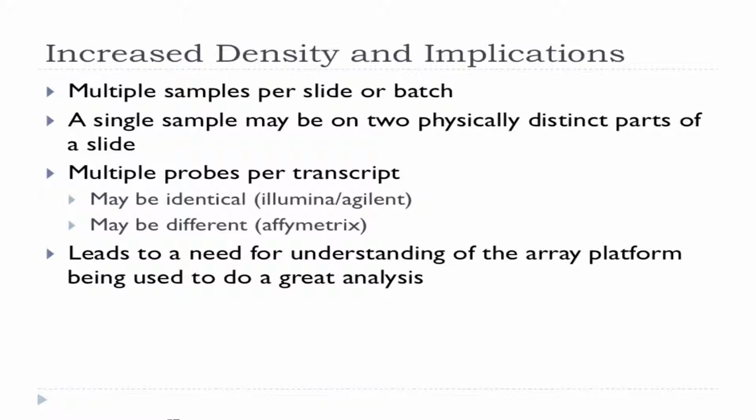We can have multiple probes per transcript, again, because we have so many probes on the array. They may be identical. For Illumina and Agilent, the probes for a single transcript are typically identical. They're just multiple of them. And they may be spaced randomly across the slide. That helps us if we have a scratch in the slide, or if for some reason we get only half of it into the hybridization chamber, things like that happen. You're still relatively safe because you've got many copies of the probes. But they may be different also. For Affymetrix, the probes are actually different. So they're supposed to be measuring the same thing, but perhaps not.